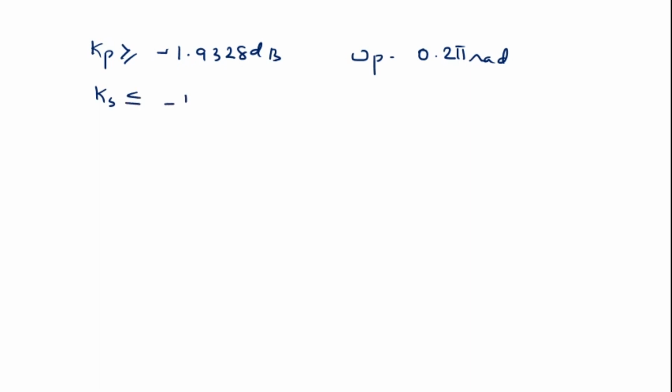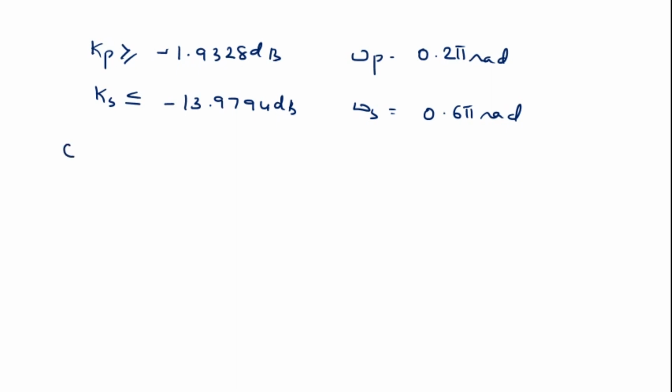The following specifications for the digital filter are given. Kp is greater than or equal to minus 1.9328 decibels. Omega p is equal to 0.25 radian. Ks is less than or equal to minus 13.9794 decibels. Omega s is equal to 0.65 radian.